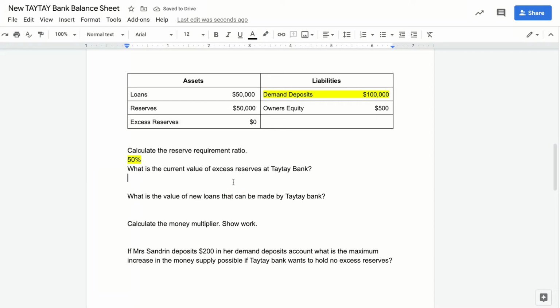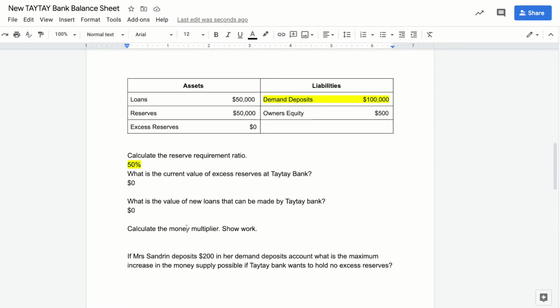What is the current value of excess reserves at Taytay Bank? Well, it just tells us our excess reserves are $0. Because our excess reserves are $0, and the excess reserves is where you get loans from, the value of new loans that Taytay Bank can make is $0. You can't loan money out if you're only holding on to the bare minimum that you are required by law to hold on to. This bank is not allowed to loan out that $50,000 because their required reserve ratio is 50%, and that's all they're holding on to. They cannot loan out another dime.